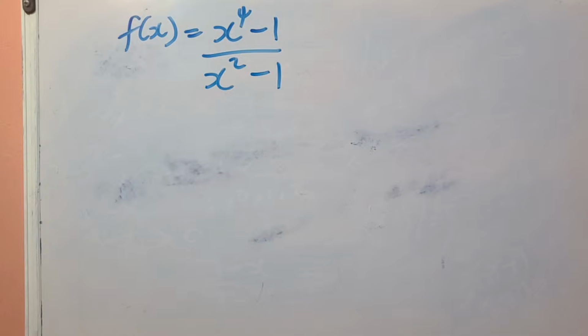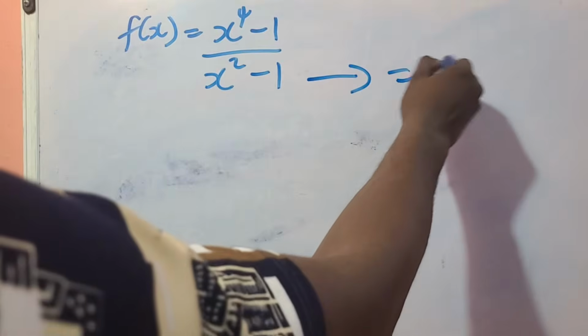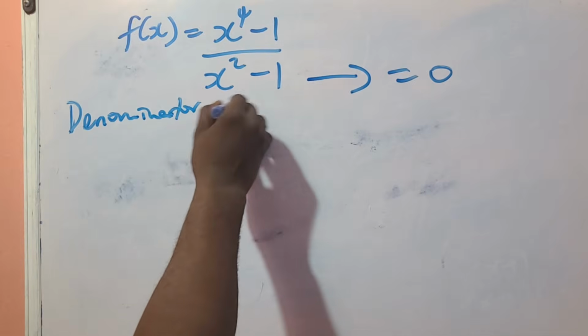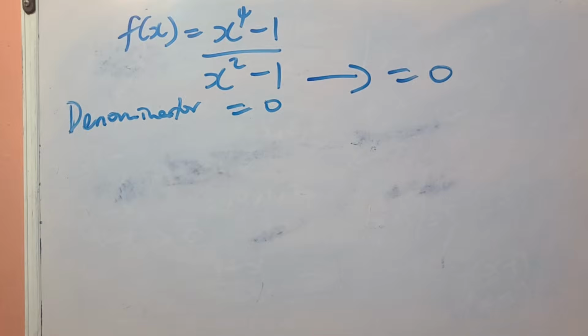Now, please pay attention to this question. They said, given this function, we should find a point of discontinuity of the function. So first of all, what is the point of discontinuity? What's going to happen for you to say a function has gotten to that point of discontinuity? The point where this is going to happen is when your denominator is equal to 0. So when the denominator is equal to 0, that will be a point of discontinuity.